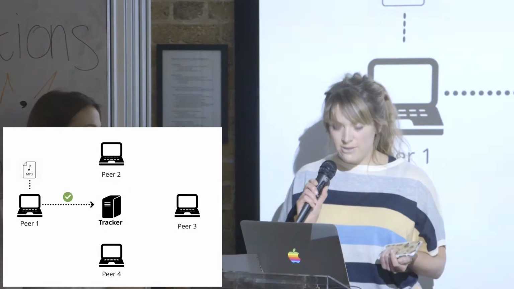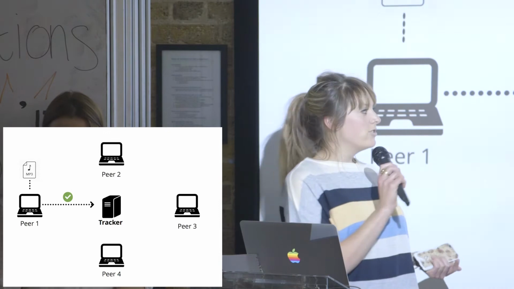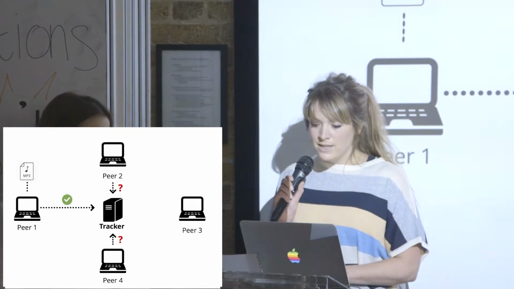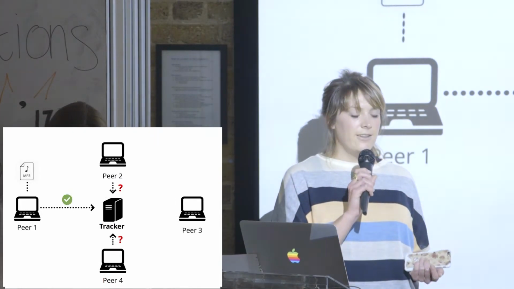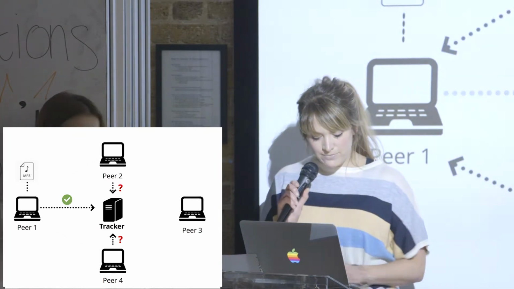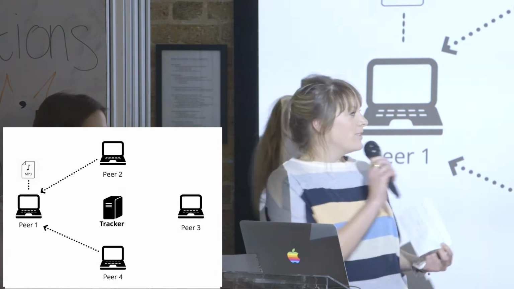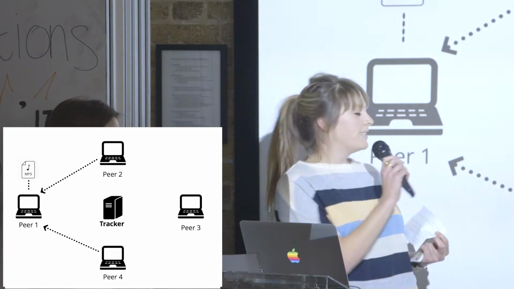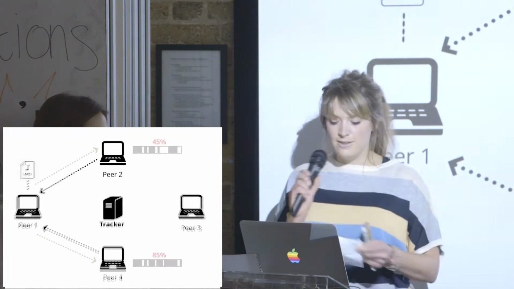If one user has a file that they want to share, they let a central tracker know that they have the file. This lets other users that want to download the file query the tracker, and they find out who has the original file. The person that has the original file is known as the seeder, and the people that want to download the file are known as leechers.